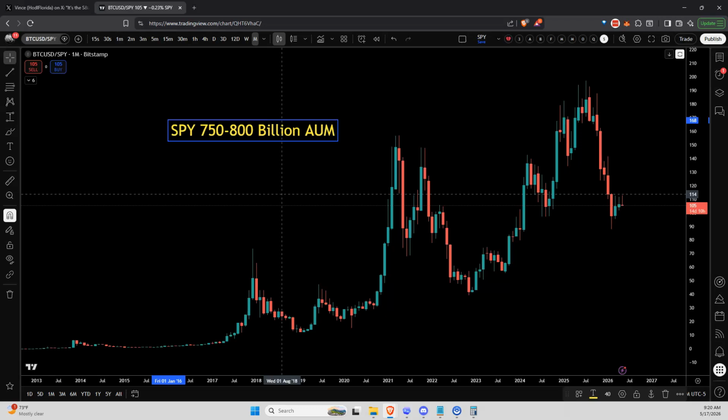But that price is based off of the order book. And that order book, once liquidity dries up, either way, right, up or down, if liquidity dries up, price can move up much, much further than actual investment flows, right? And it can also move down much further.